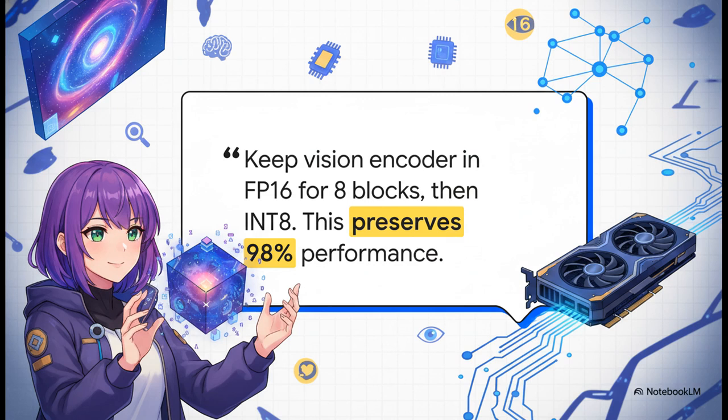Professor Alex Thompson over at MIT perfectly explains the mechanics behind that massive quality difference. Because Nemotron 3 Omni is a multimodal model, its early vision encoder layers are hypersensitive. If you compress them, you essentially blind the model. By keeping just those first 8 blocks in FP16 and only quantizing the rest to INT8, you preserve 98% of its performance. And this is exactly why all those generic quantization tutorials online are totally ruining your model's accuracy.